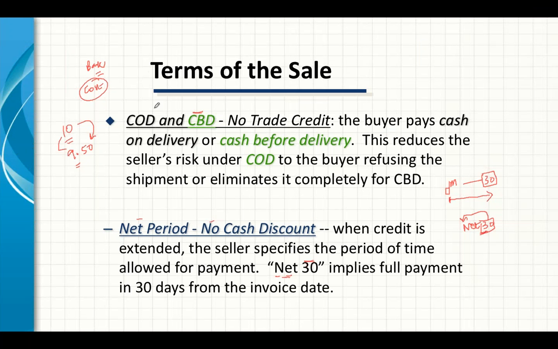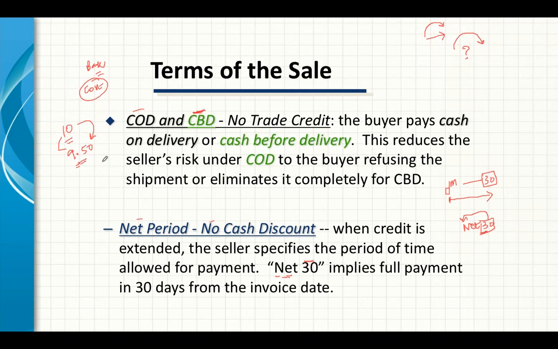So here are two terms: cash on delivery and cash before delivery. Cash on delivery means at the time of delivery you need to surrender the cash, so it is a pure 100% exchange at the time of receiving the goods. Cash before delivery means you pay first, then wait for the goods to come. You will pay cash on delivery or cash before delivery only when there is a huge discount.